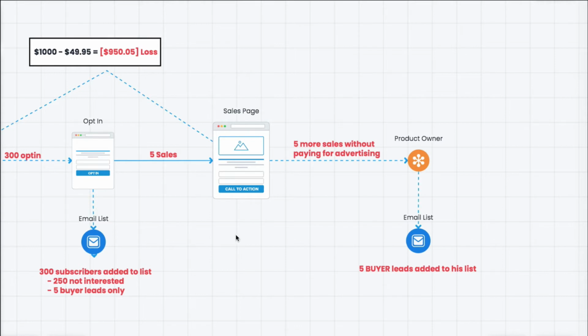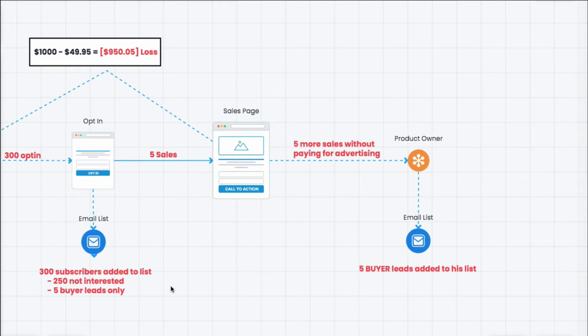All right? And to top it all off, the opt-ins that you get that subscribe are usually cold, uninterested, short-term, and useless to you in the long run. Did you notice that only 5 out of the 300 are actually buyer leads? Now these 5 that purchase a product and get sent to the product owner, he gets those 5 buyer leads added to his list, but the other 250 that weren't interested are weeded out.